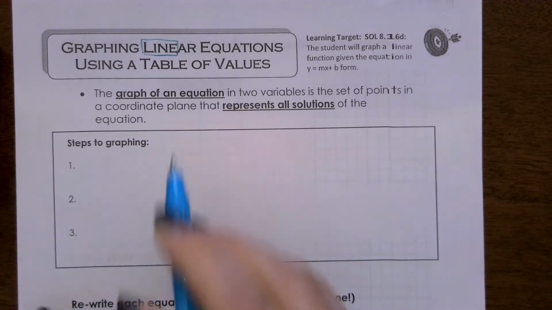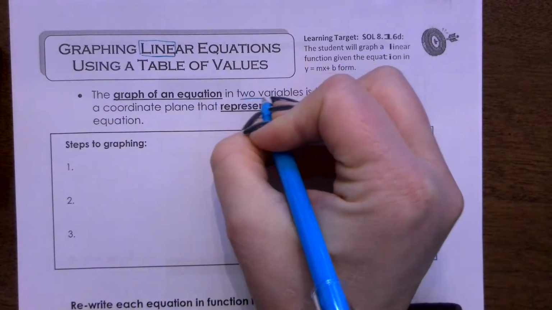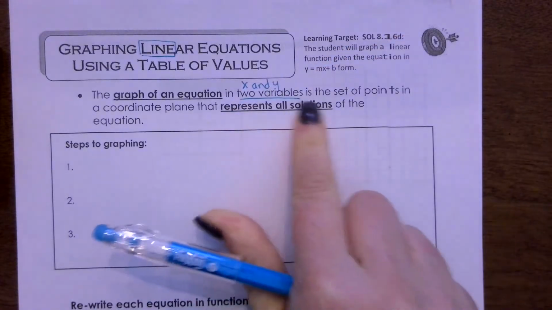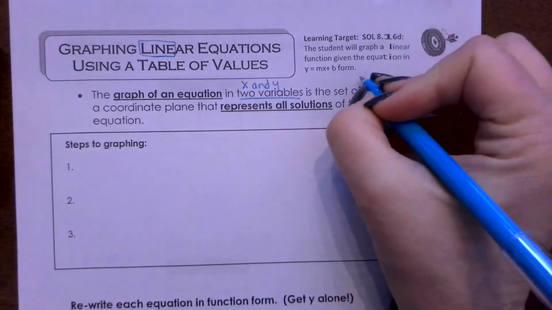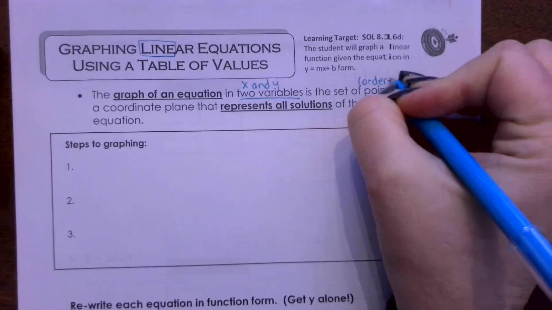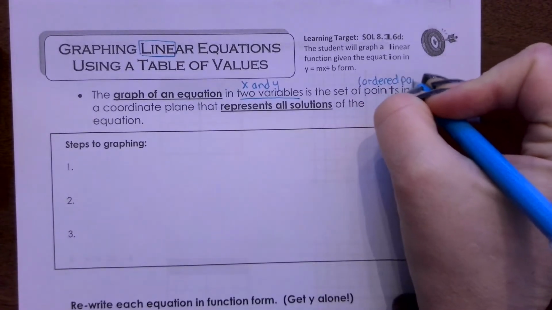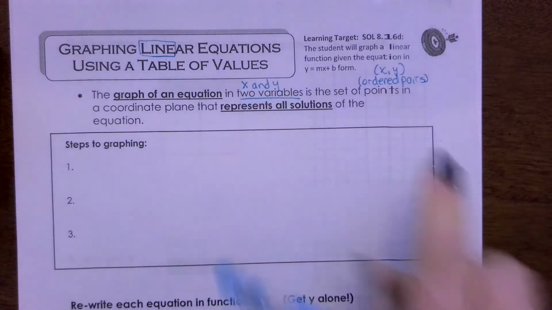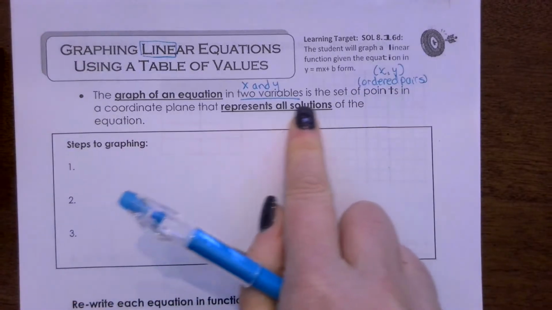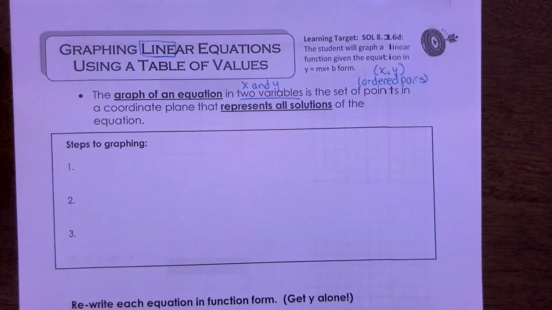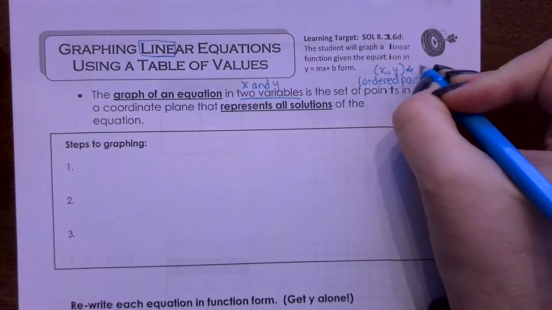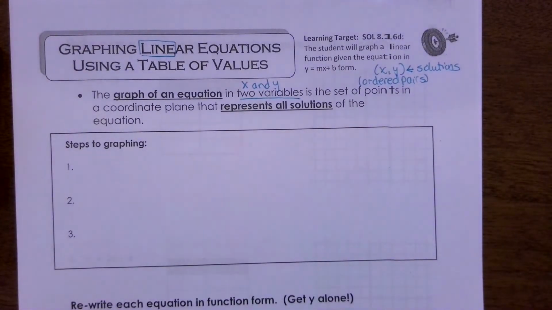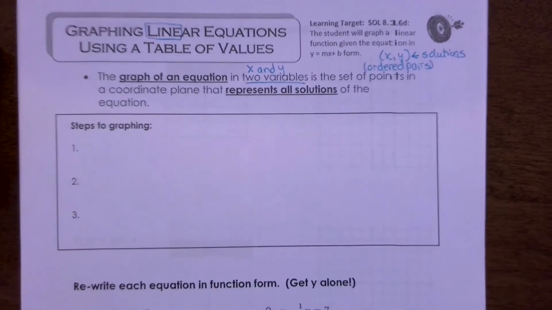So the graph of an equation in two variables, when I'm talking two variables, I'm talking x and y, is the set of points. So you're talking about ordered pairs, which of course is x, y, in the coordinate plane that represents all the solutions of an equation. Ordered pairs are actually the solutions to the equations. So what are we going to do when we graph?